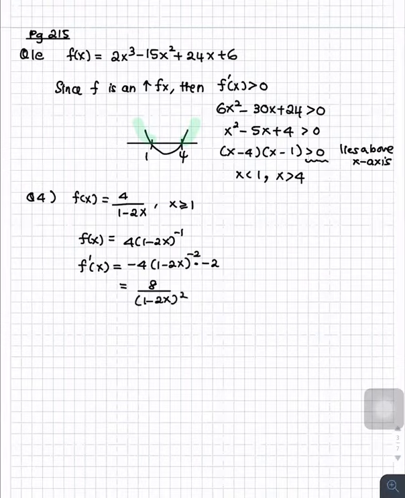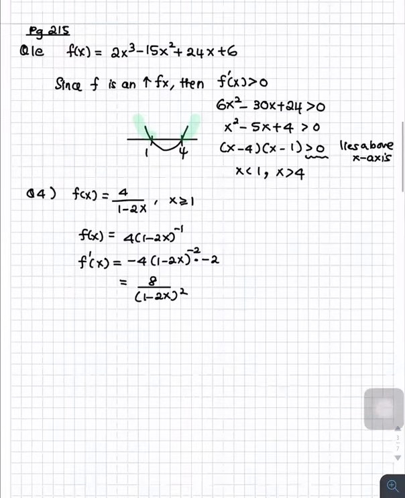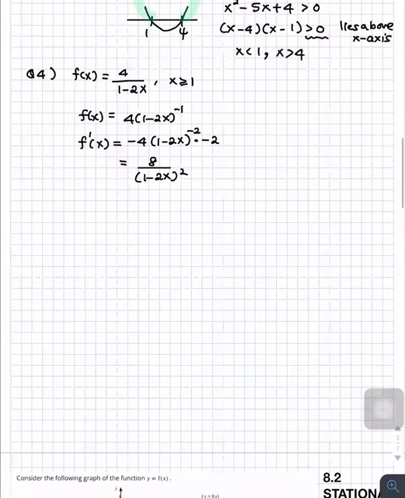Now they say determine whether f is an increasing function or a decreasing function or neither. So William, you help. They already gave us f prime x. We just found f prime x. What can you tell about 8? Is 8 a positive number or negative number? Positive. So you know it's always more than 0. 8 is always positive and it is definitely more than 0.